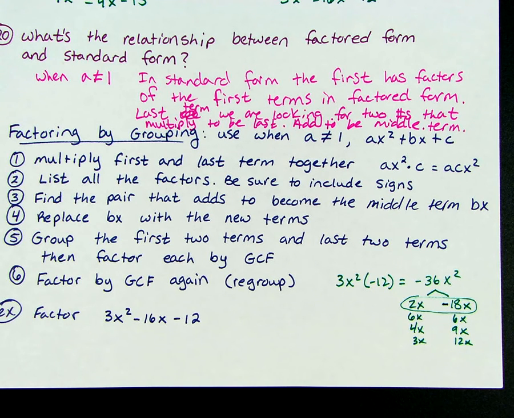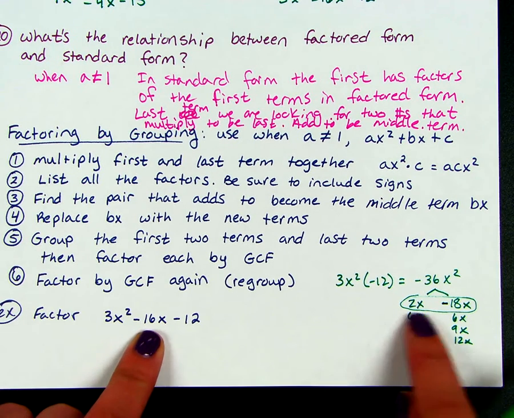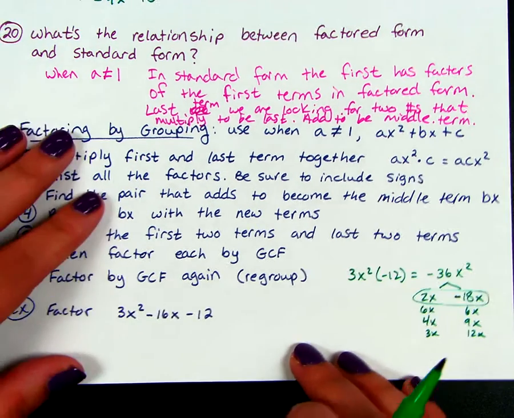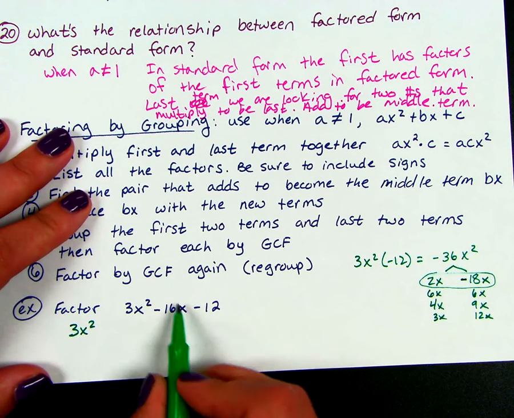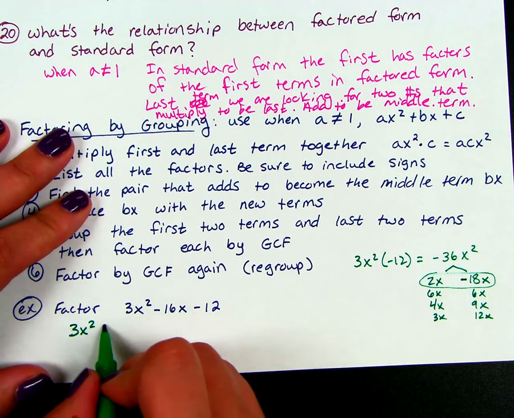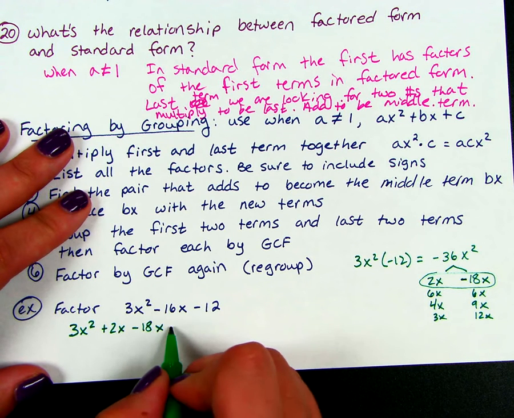So once we have identified the set of factors that we want, we're going to replace the middle term with these new factors. So I'm going to rewrite this. So we'll have 3x squared, and then I'm going to replace this with my new factors. So a positive 2x and a minus 18x, and then minus 12.